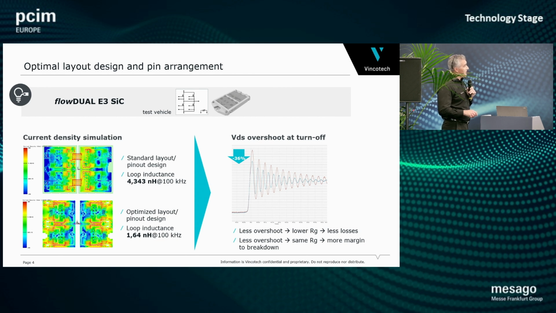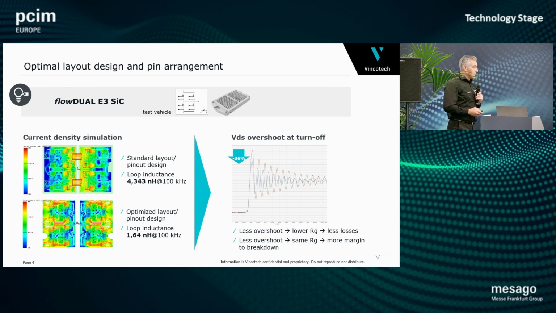As a result, if you look at the overshoot at turn-off, you can reduce the peak voltage by up to 30%, which can lead you to reduce further the total losses, and also use it either for reduction of the losses or for more margin to breakdown.